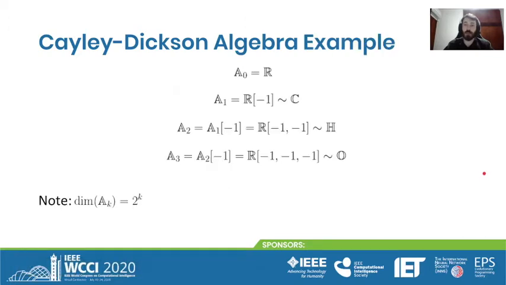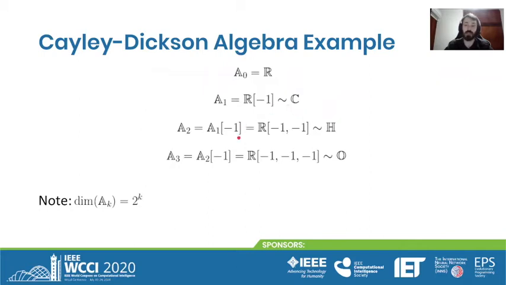A simple example that would sound familiar to most people is if we start off by taking the real numbers as the ground field and we extend it with the parameter minus 1, we reach a two-dimensional space in which there is one imaginary unit whose square is equal to minus 1, and this is equivalent to the complex numbers.